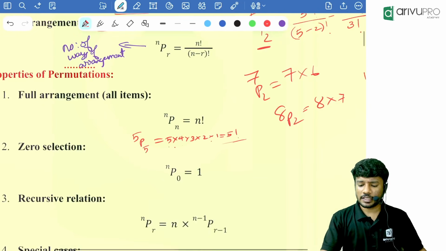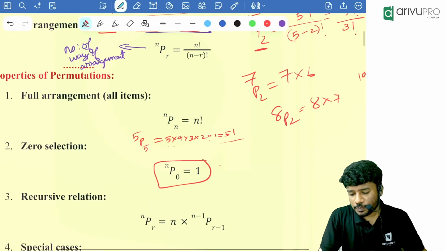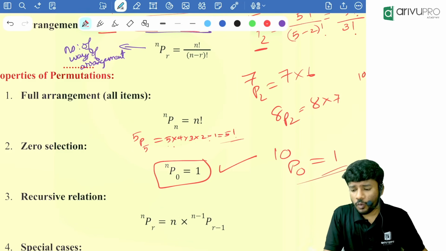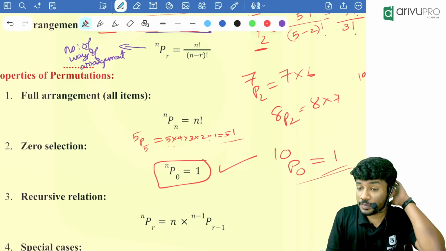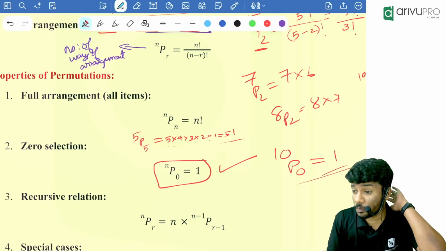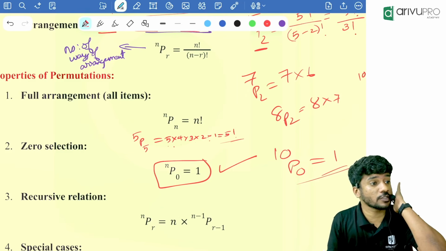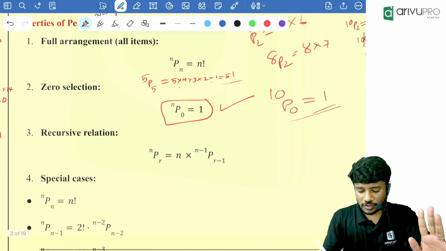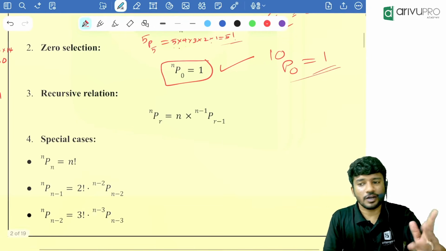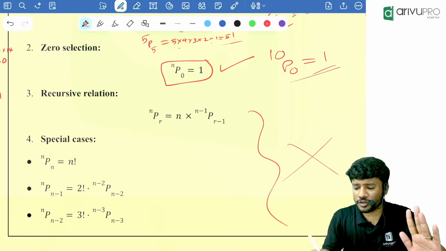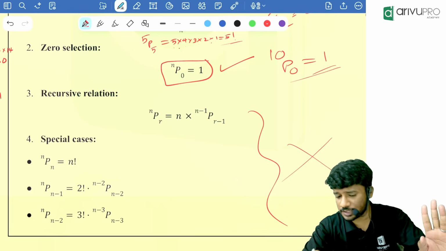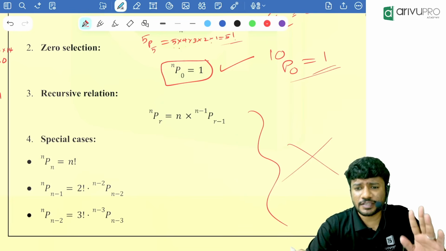5 factorial. Then another important term, nP0. For example, 10P0 is equal to how much? 1. Make a note of it. 10P0, 20P0, whatever number, nP0 is equal to how much people? 1. That much is important. Rest of it is not important. Okay. Don't study this and all. Don't put too much effort to study that because questions based on that will not be there for the exam. I kept it for the sake of keeping it.